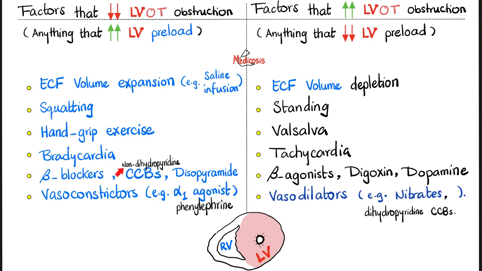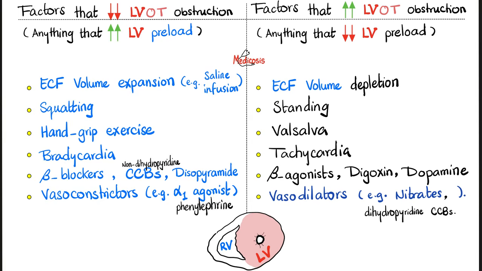Very important to remember. How about the factors that make it worse? They are the factors that decrease the preload, such as volume depletion. High-dose diuretics for a long period of time can do it, and this is the opposite of ECF volume expansion. What's the opposite of squatting? Standing. What's the opposite of bradycardia? Tachycardia.